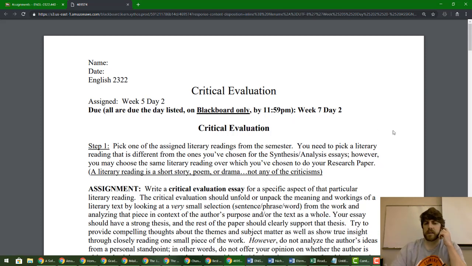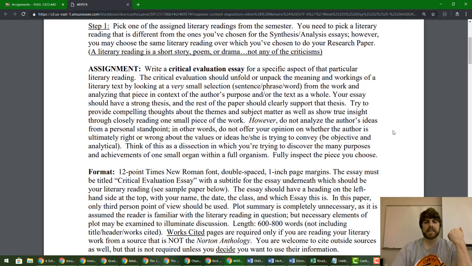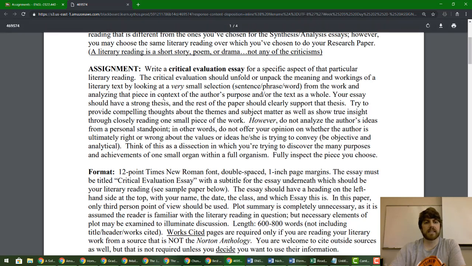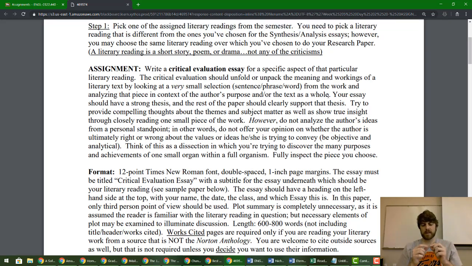Essentially, you pick a literary reading, and then I ask you to write a critical evaluation essay for a specific aspect of that literary reading. Technically, it can be just an aspect, but I say the best way to approach it is that the critical evaluation should unfold or unpack the meaning and workings of a literary text by looking at a very small selection, such as a sentence, a phrase, or a word, from the work, and analyzing that piece in context of the author's purpose and/or the text as a whole. Basically, I want you to pick a small piece of that and then extrapolate the meaning from that.